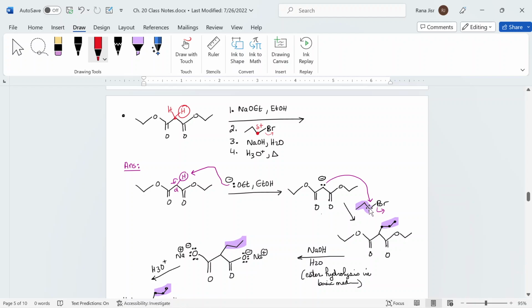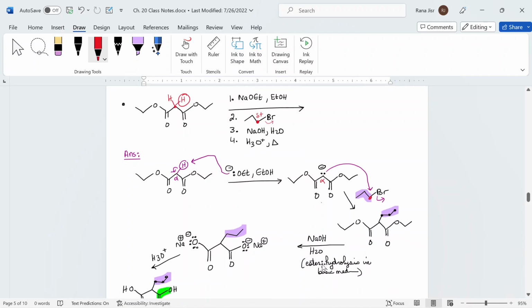Okay? So you're going to attack the partial positive carbon. It's this carbon over here. And what you are adding on the alpha carbon is a chain of 1, 2, 3 carbons in there. So this is going to be my alkylated chain that is added on, or my alkane chain that is added on the alpha carbon. Now, after I do this, I'm going to do hydrolysis in basic medium in here.